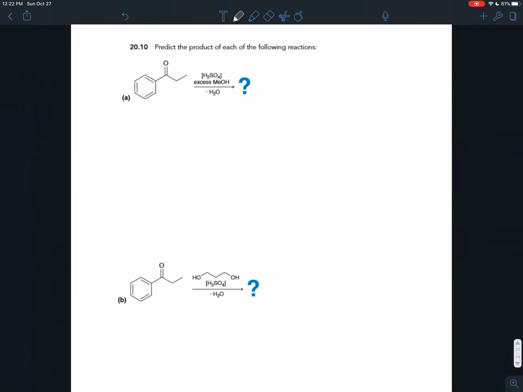So we've spent a bunch of time in previous videos drawing the mechanism for acetal formation. We saw that you form these acetals when you have some sort of carbonyl, a ketone or an aldehyde, and then you mix it with excess alcohol, at least 2 equivalents of alcohol. And we drew the whole mechanism.